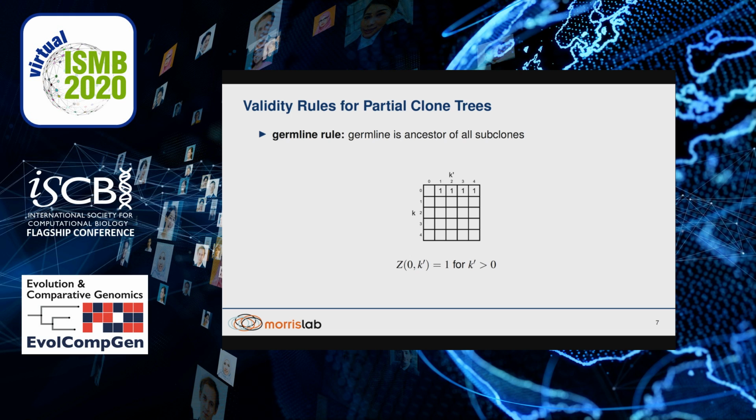SubMARine defines ancestral relationships by propagating a set of validity rules onto the ancestry matrix Z. The first rule is the Germline Rule, which ensures that the germline, which is the root of the partial clone tree with an index 0, is the ancestor of all other subclones. Hence, we can set Z_0K' to 1 for all subclones with an index K' greater than 0.